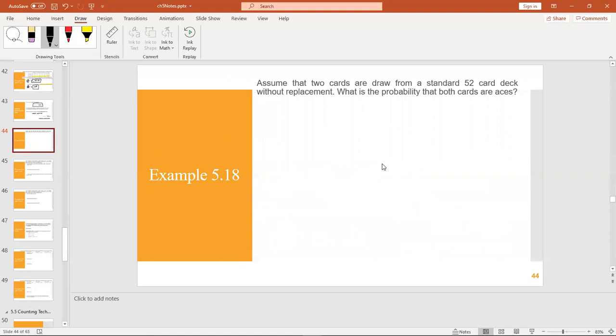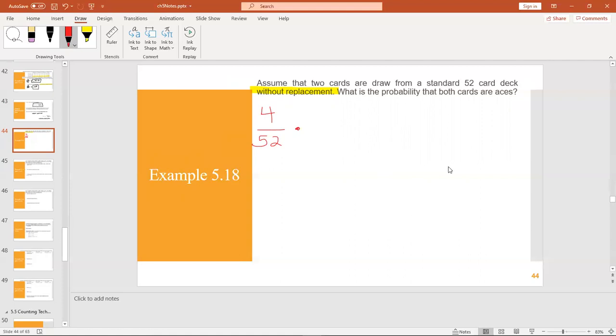Let's see this in action, shall we? Assume that 2 cards are drawn from a 52-card deck without replacement. That is a very key assumption here. We are not replacing the cards after we draw them. What's the probability that both cards are aces? So if I draw an ace from the deck the first time around, when I go in for my first pick, there are 4 possible aces I could choose. There are a grand total of 52 cards to pick from.